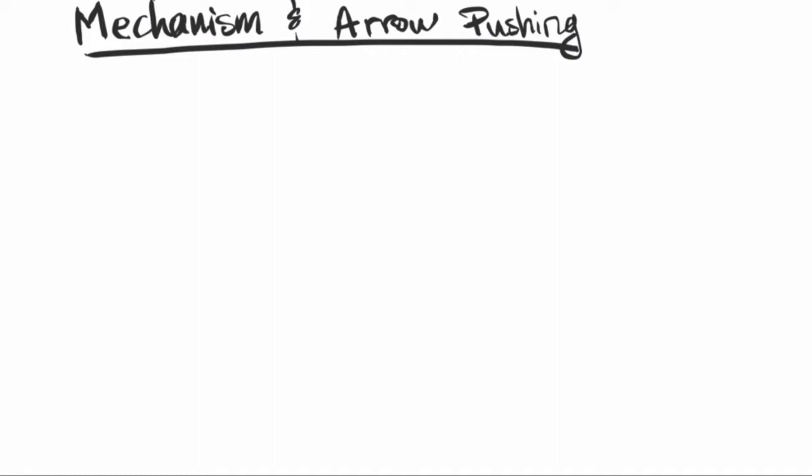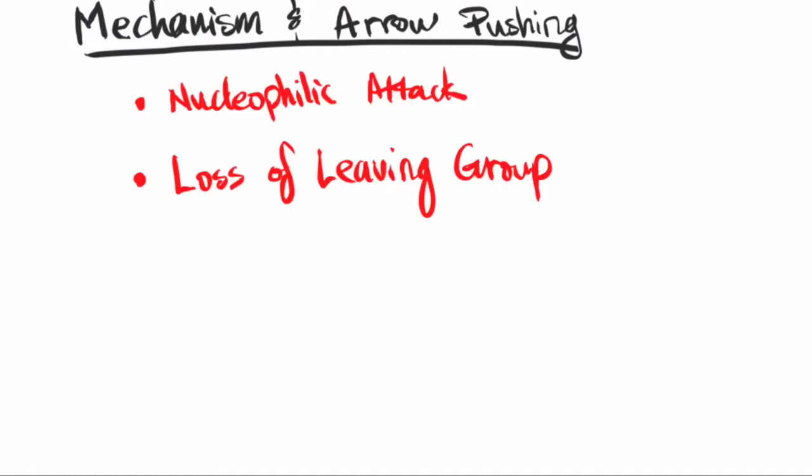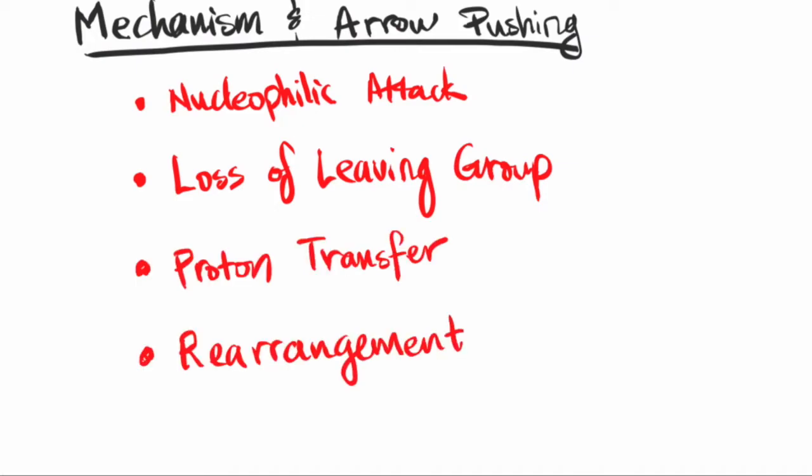And luckily for us, in this semester, and a large part of second semester organic chemistry, there are only 4 patterns you need to remember. A vast majority of mechanistic steps will involve one of these arrow pushing patterns. They are nucleophilic attack, loss of leaving group, proton transfer, and rearrangement. We'll go ahead and take a look at each of these steps in detail.